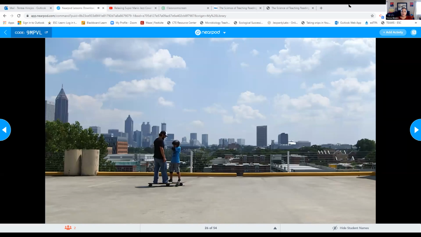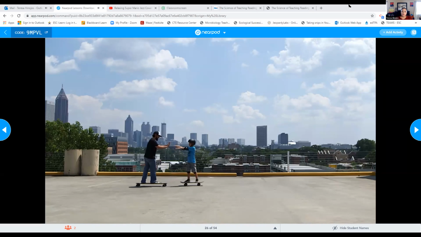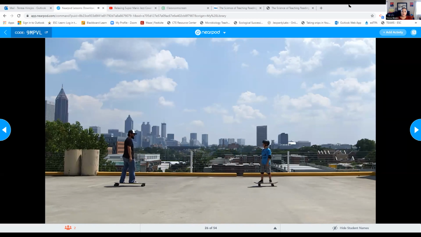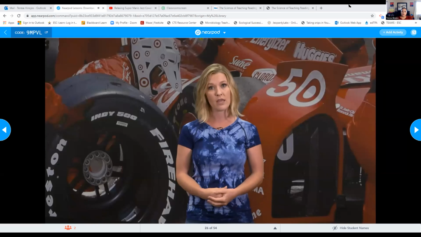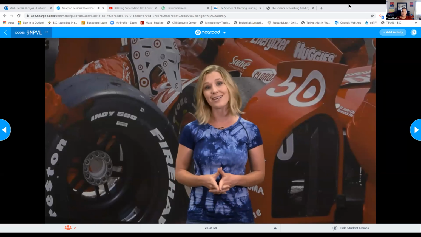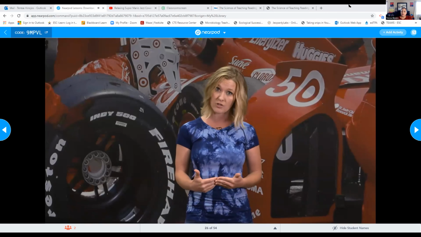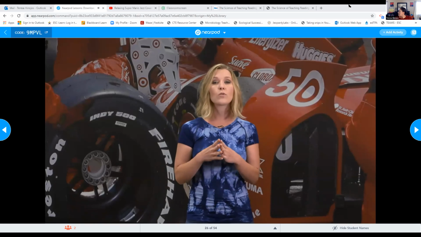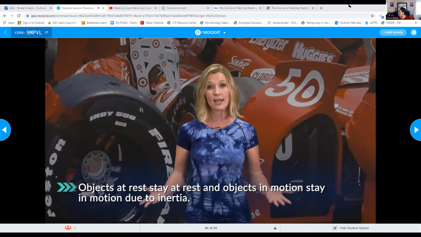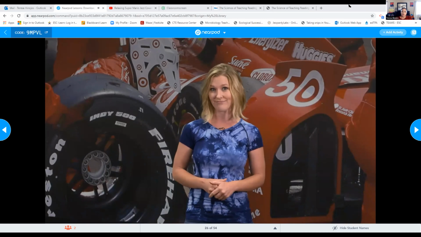What do you think will happen when a larger person and a smaller person push each other while both are on skateboards? Who moves more? The larger person hardly moves compared to the smaller person. Why is that? Because the larger person has more inertia. He's more resistant to moving. On the other hand, the smaller person is less likely to stay at rest because he has less inertia and is less resistant to change, so he moves more. So remember, objects at rest stay at rest, and objects in motion stay in motion because of inertia, which means they're resistant to the forces acting on them.